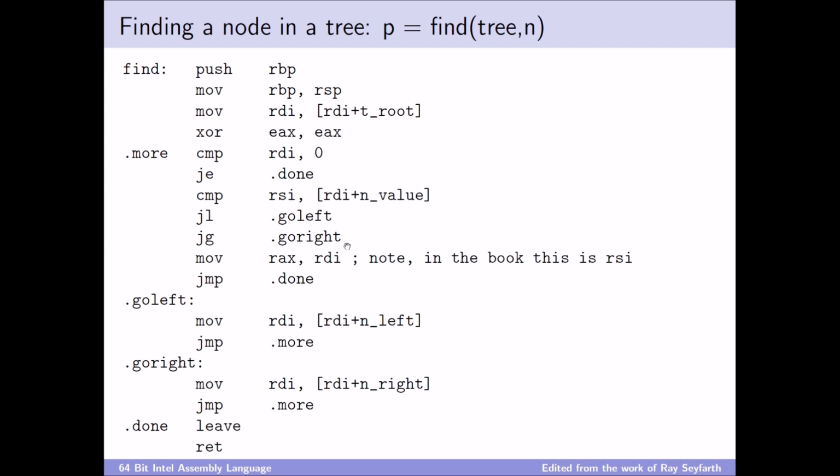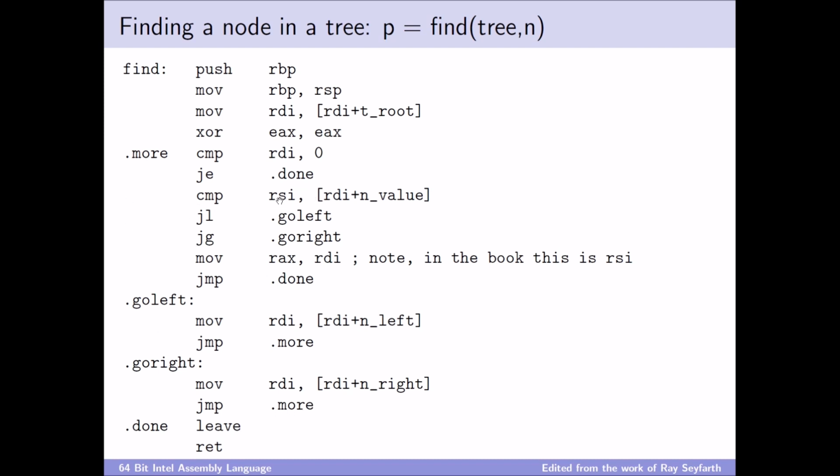And I do that by jumping to go right, and I perform the same kind of operations as I did when I jumped to go left. So then I will move the right child's address into RDI. So I've moved down the branch in the rightward direction. Then I'll jump back up to more and I'll repeat this process again.